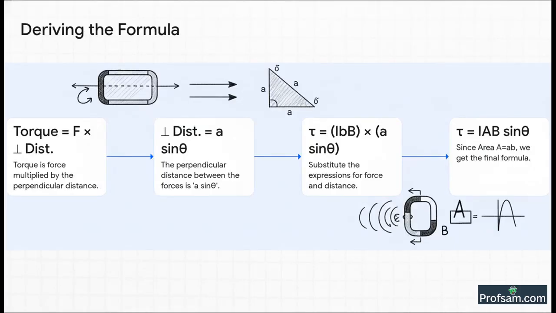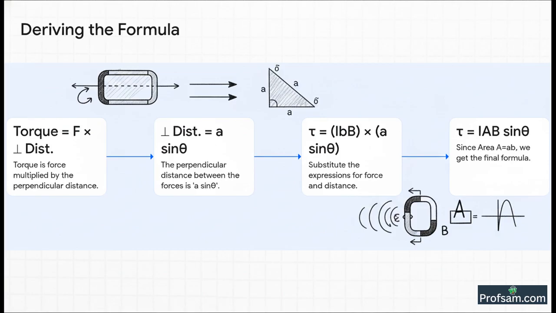Okay, let's put the math together. We know torque is just force multiplied by the perpendicular distance between those forces. The force on one arm is F equals I B b. Now, look at the diagram. The perpendicular distance between the two forces is a sine theta, so we just multiply them. Torque equals I B b times a sine theta. And since a times b is just the area, A, of the loop, we get our final formula. Torque equals I A B sine theta.